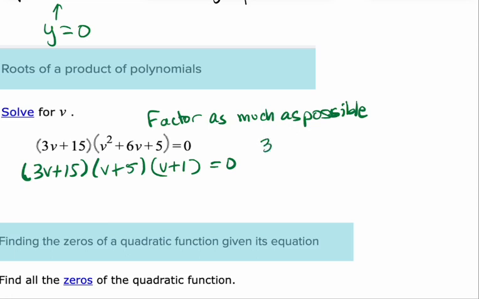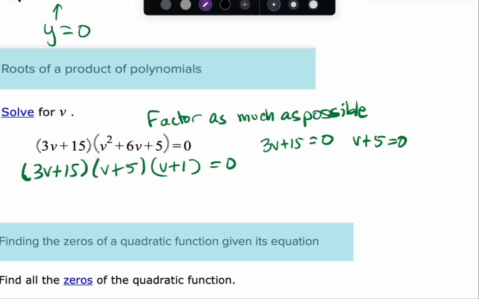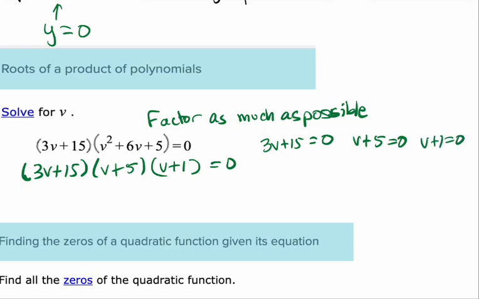You're going to set the 3v plus 15 equal to 0. So that's this one. You're going to set the v plus 5 equal to 0. That's that one. And then you're going to set the v plus 1 equal to 0. Now, the reason you do that is because if things multiplied together and got the answer 0, any of those things could have been the culprit. And so by the zero product property, you get 3 possibilities.